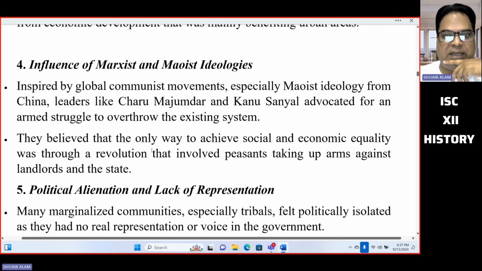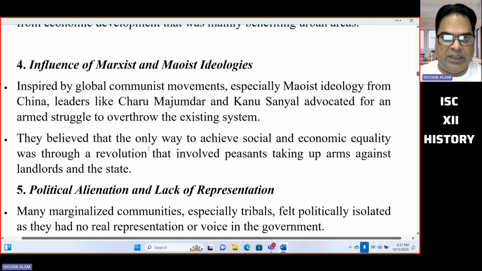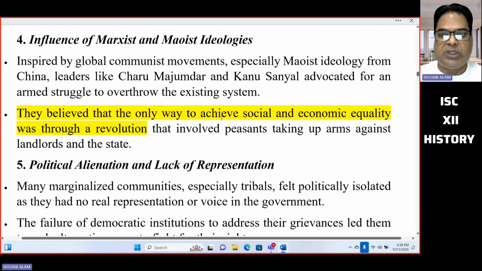So this can also be taken as one of the reasons, causes of the Naxal movement. Marxist and Maoist ideologies inspired, first of all, Charu Majumdar and Kanu Sanyal. They advocated armed struggle to overthrow the existing system. The existing system can be thrown only through armed struggle. They believed that the only way to achieve social and economic equality was through revolution. This point must be kept in mind: these ideologies believe that people can get their rights through revolution.